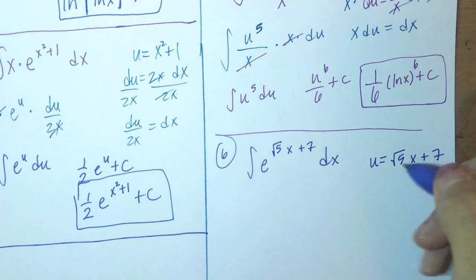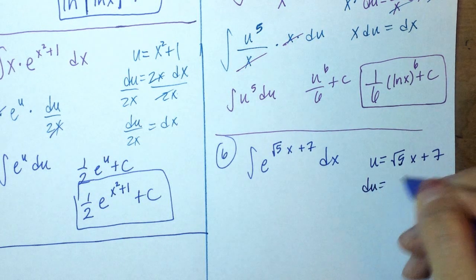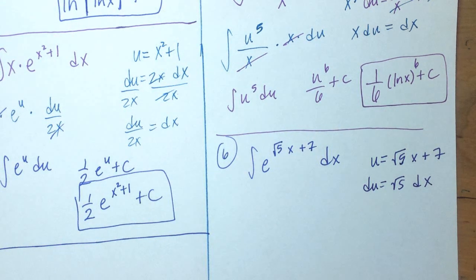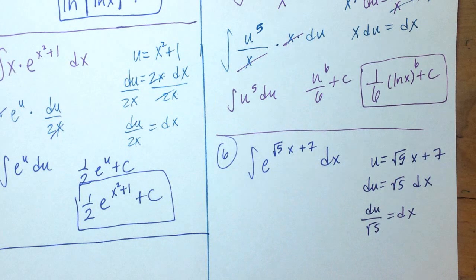And remember, the square root of 5 is just a number, right? You plug it in, you're going to get a decimal. So my du would just be the square root of 5 dx, right? So to get dx by itself, it's going to be du over the square root of 5.